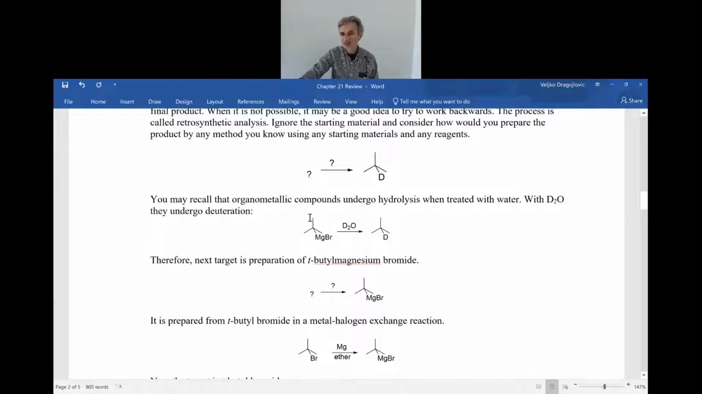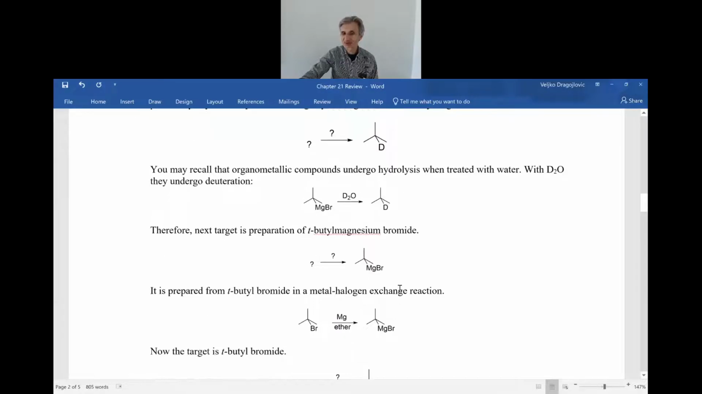This is actually tertiary butyl magnesium bromide, or 2-methyl-2-propyl magnesium bromide. So this would be your next target molecule. So if you're working it backwards, then this is your next target molecule. So now the problem becomes, how do you prepare this compound, tertiary butyl magnesium bromide?